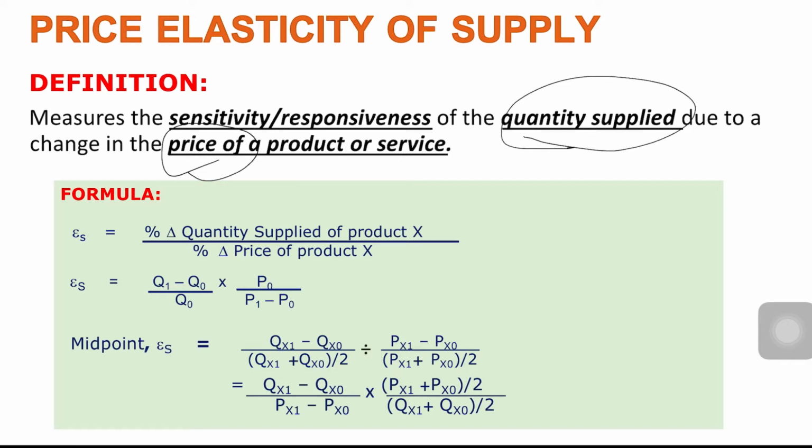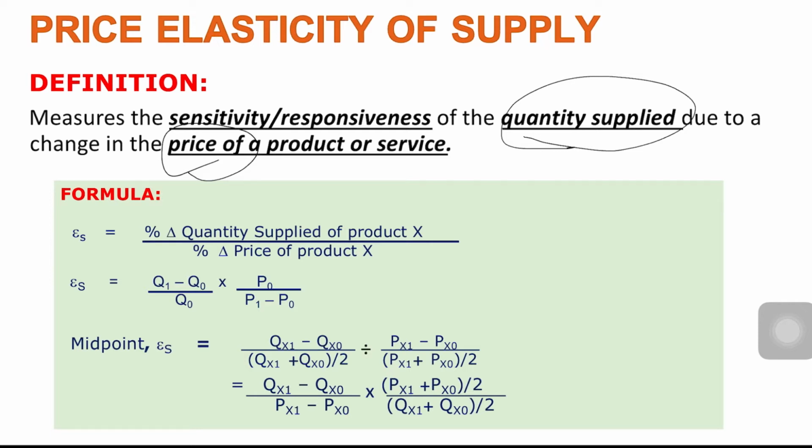If you still remember, the law of supply is a positive relationship. Okay, the higher the price, the higher the quantity supplied. It means that the more expensive the product, you will supply more.